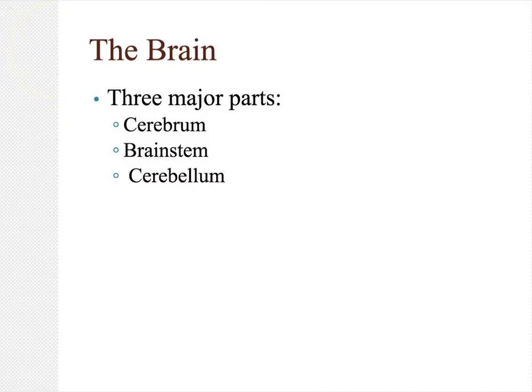Looking specifically at the brain, since these two disorders of Parkinson's and Alzheimer's are centralized in the brain, let's review the brain itself. It consists of three major parts: the cerebrum, the brainstem, and the cerebellum. It collects, integrates, and interprets all stimuli. In addition, it initiates and monitors voluntary and involuntary motor activity.